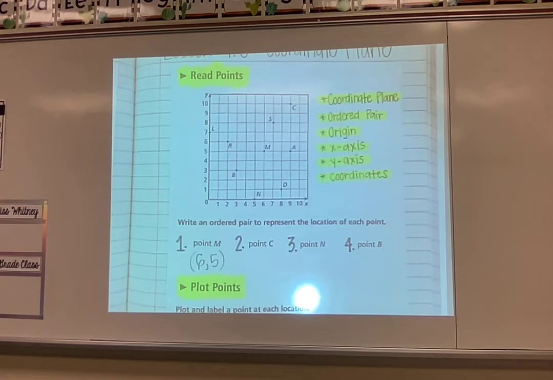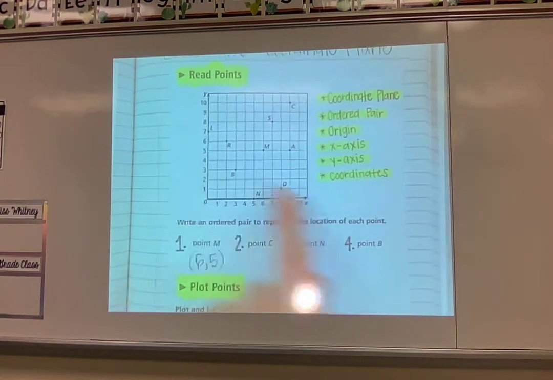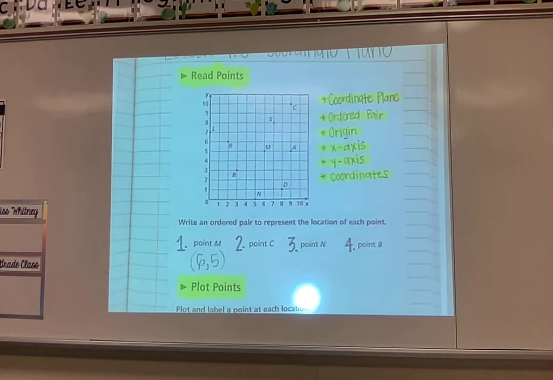When we're giving ordered pairs or telling the coordinates of a point, we always, always, always put x first and then y. Just like in the alphabet, x comes before y. So we always go across the x-axis first and then up the y-axis. We always list x and then we list y.